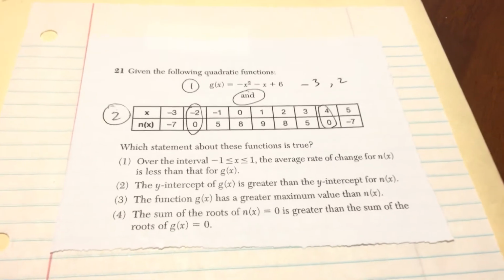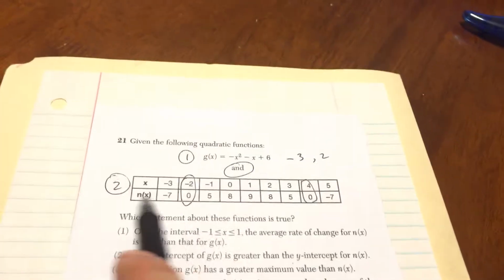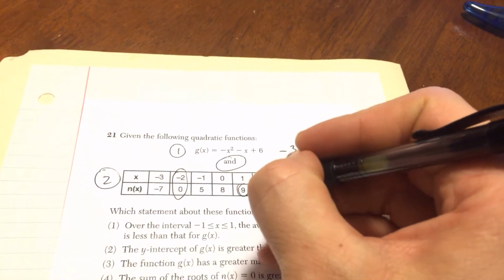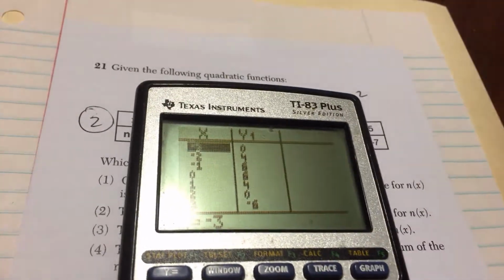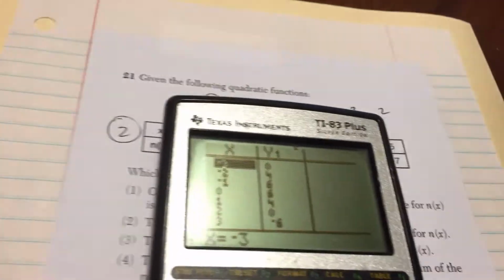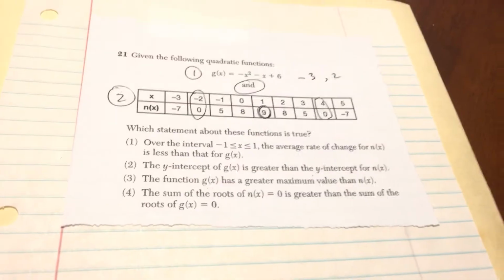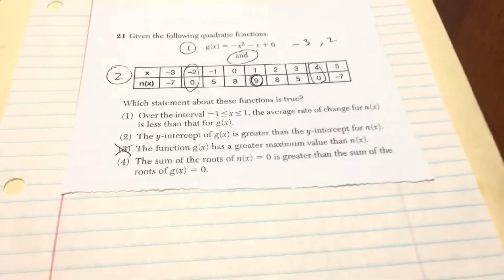So answering some of these questions out of order, look at number 3. The function g of x has a greater maximum than this function. The maximum value here looks like it's 9. Well, in this one, the maximum value is somewhere between 6 and 7. It's actually 6.25, I believe, or 6.5, something like that. I don't have the exact number off the top of my head. Okay, but that is a false statement. This one has a greater maximum.